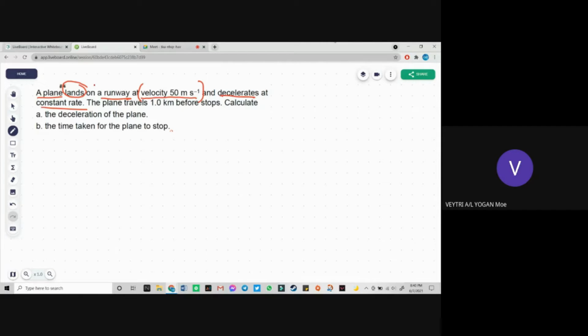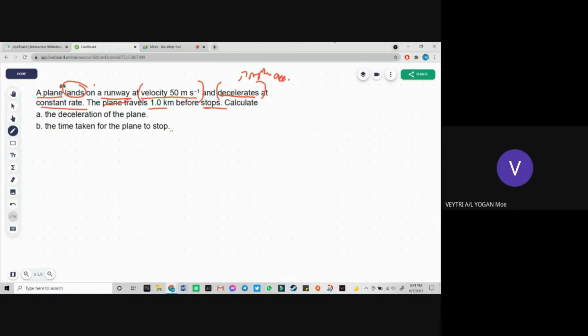Values are very important. Decelerate also equals to negative acceleration at constant rate. Remember, acceleration at constant rate. Alright? Next, deceleration at constant rate. Okay. The plane travels 1.0 kilometer before it stops. Maksudnya sebelum, the plane is still moving, but it's going to stop. But it's decelerating at a constant rate at the same time.